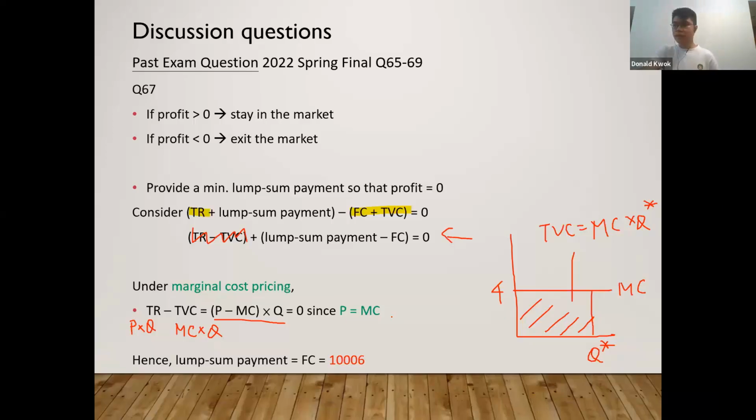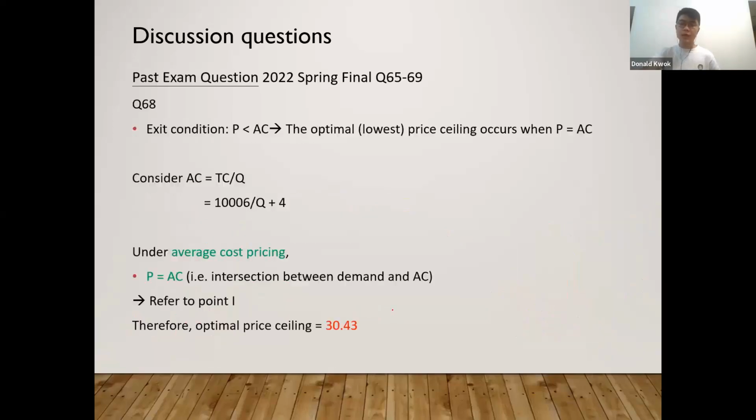Question 68, if the government instead imposes a price ceiling, what is the lowest price that can be set such that the monopolist will still stay in the market? Okay, we use the exit condition again, which is to find a point where the market price equals average cost, the exit condition.